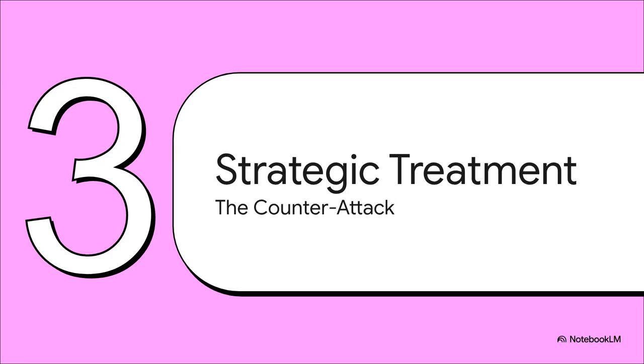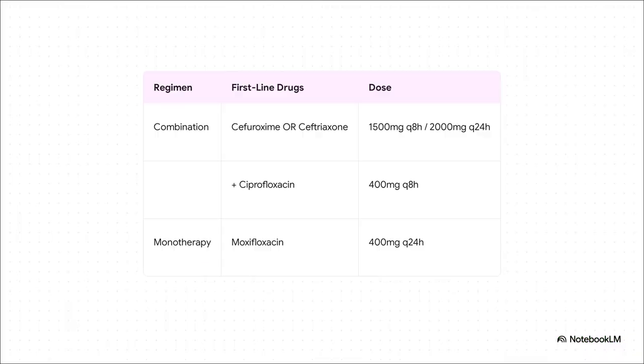Which leads us straight into our counterattack. Once you know your enemy, you can pick your weapon. And the strategy really changes depending on whether you're treating an adult or a child. For an adult with severe VAP, every minute counts. We can't afford to wait for those culture results to come back. So we start with what's called empiric therapy, basically our best educated guess. A very common strategy is to hit the infection hard with a combination of drugs, like a cephalosporin plus ciprofloxacin, to cover all the most likely bases right from the get-go.